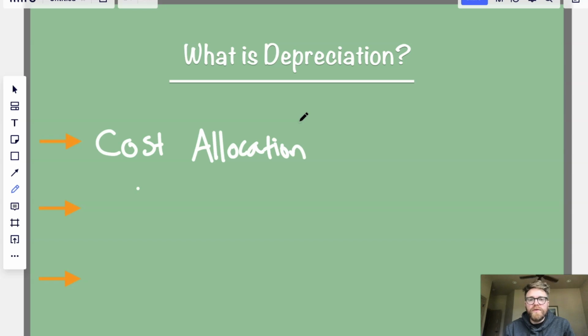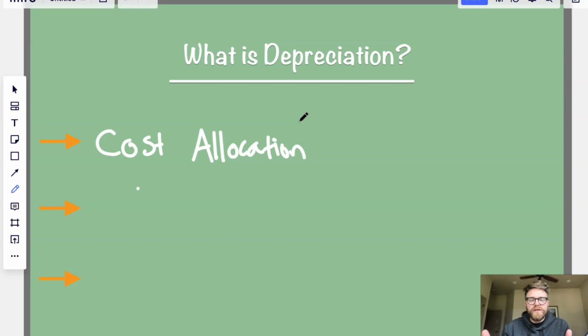Now that cost, though, is not an expense. It doesn't go against your income. You actually, what they call, capitalize it. You take that equipment and you put it on your balance sheet. Now it's an asset, not a cost. But what depreciation does is it takes that cost, and then over time, it's going to divvy up a piece of that cost to each year.